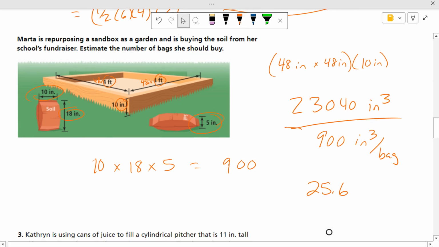What if it was 25.1? How many bags should she buy? Still 26. Why? Because 25 wouldn't be enough. Okay. She needs one more. So she needs 26 bags.